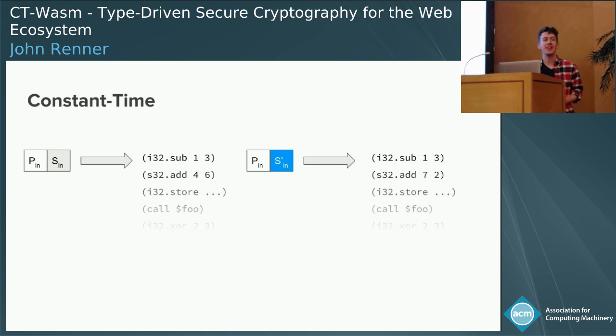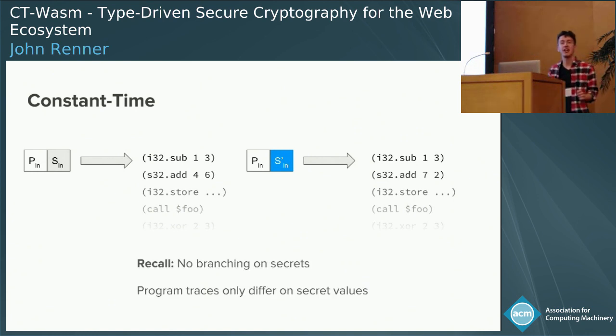But because we disallowed branching on secrets, our control flow is entirely independent from secret values, which means that the sequence of operations is not changed by shaking up the secret inputs. All that changes is the secret operands. As you'll see here, this S32 add now has different operands. But that's OK, because if you'll recall, we picked explicitly operations that don't leak. There's much more in the paper about this formalization, but this is sort of the intuition of how it works.